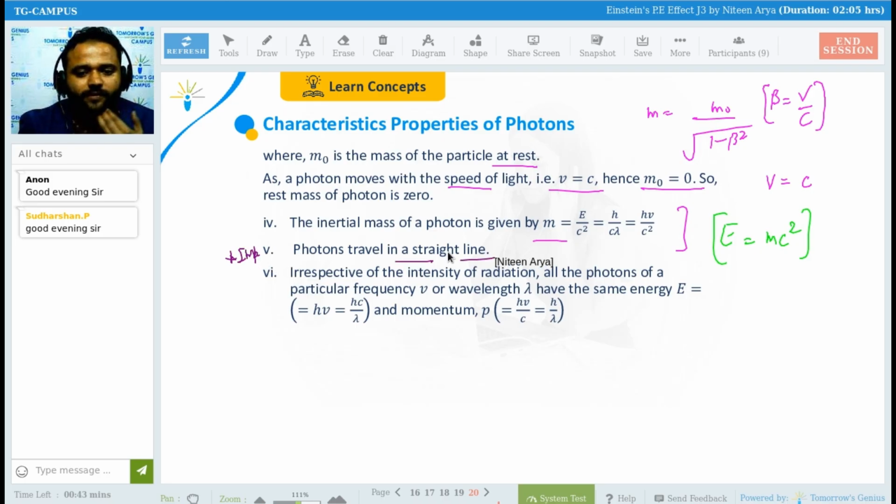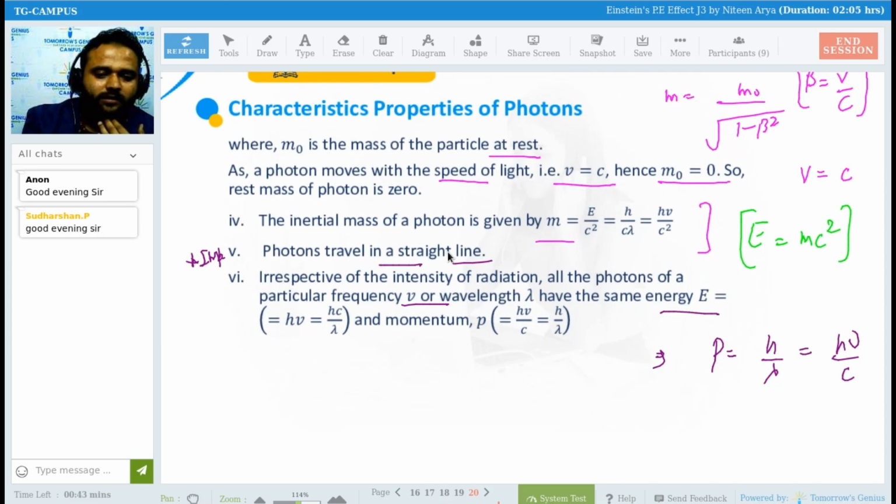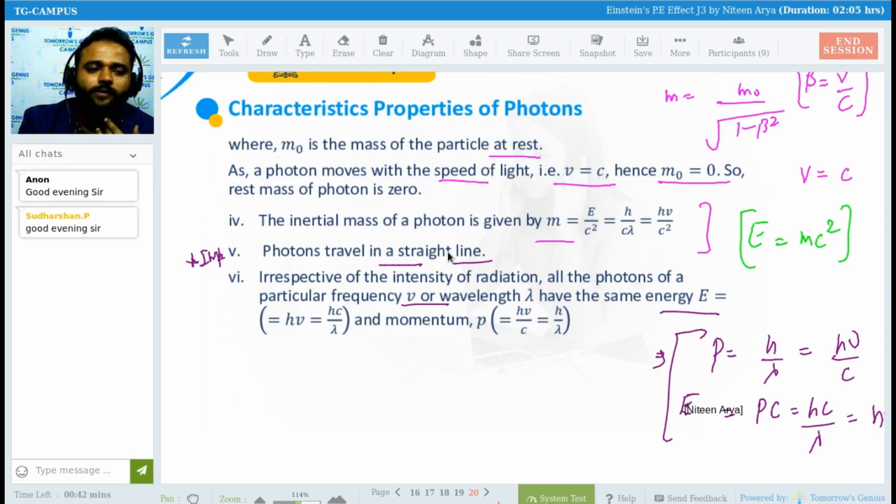Irrespective of the intensity of a radiation, all the photons of a particular frequency nu or wavelength lambda have the same energy E equals h nu, that is hc by lambda, and momentum h nu divided by c, that is h by lambda. So P equals h by lambda, or h nu by c, and energy is P into c, that is hc by lambda, which is h nu only.